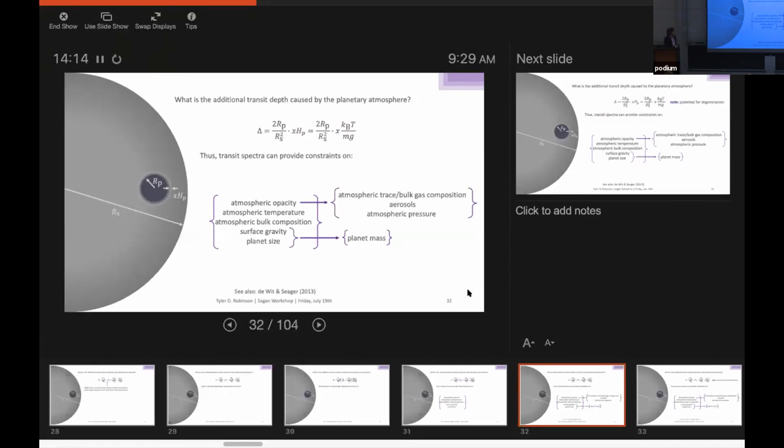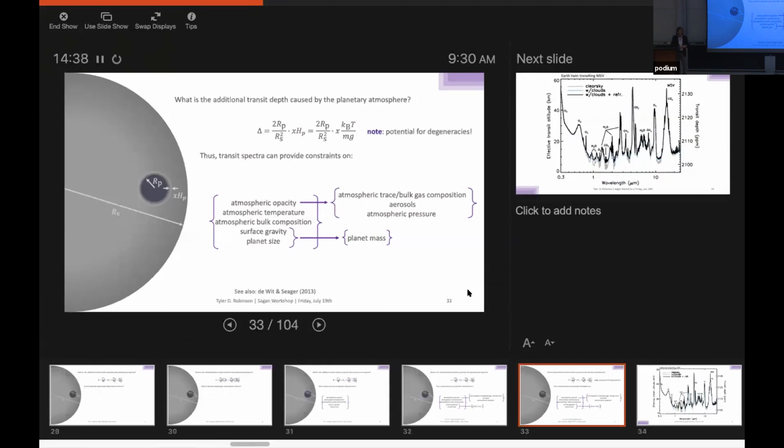Things you could then infer, given that information, might be something about trace and bulk gas composition due to absorption features, something about aerosols, if they have features that show up in the transit spectrum. You might be able to say something about atmospheric pressure, say through Rayleigh scattering opacity. And then if you combine the gravity and the planet size, you might be able to say something about planet mass, which was a paper by DeWitt and Seeger in 2013.